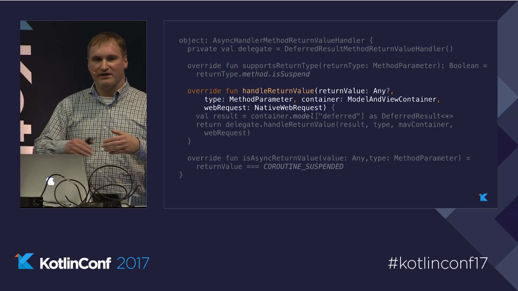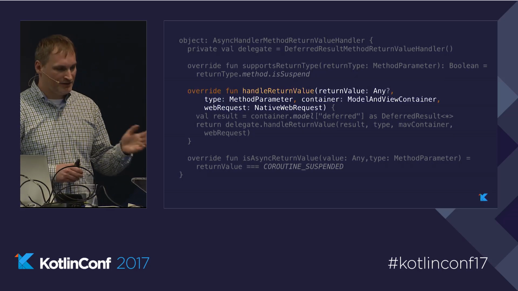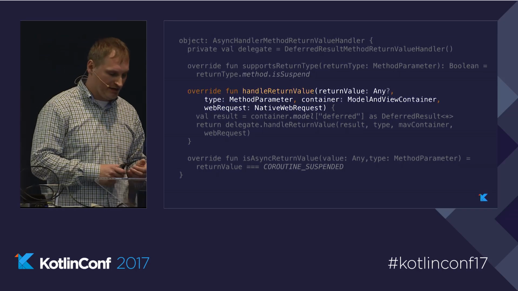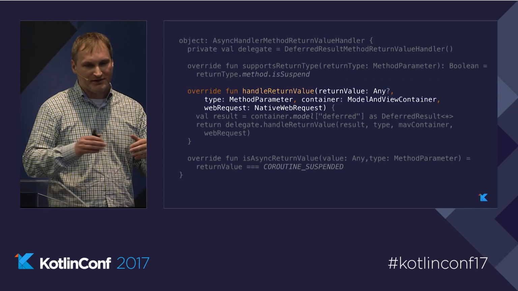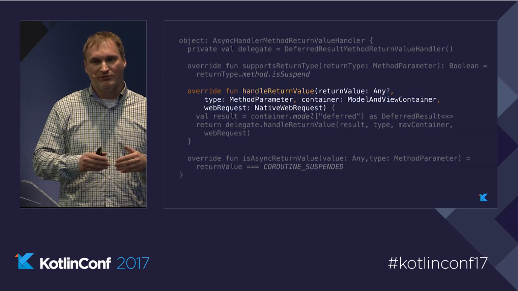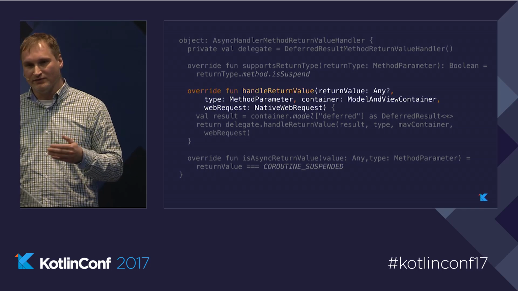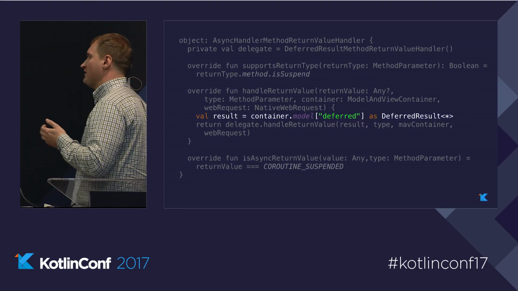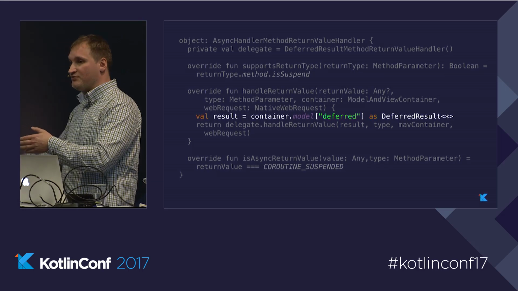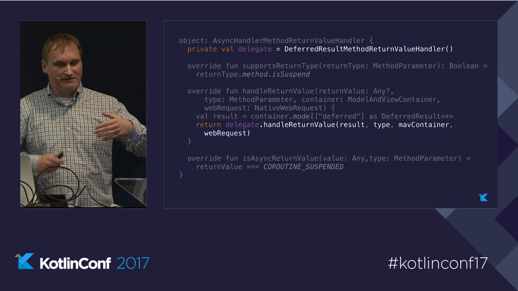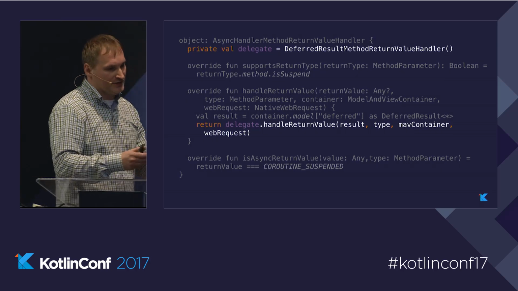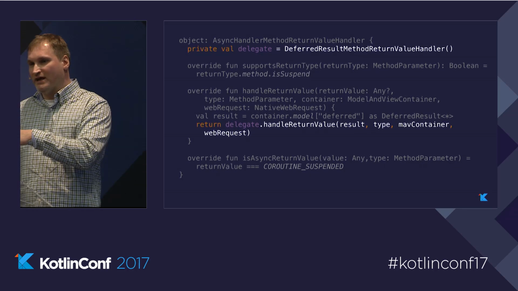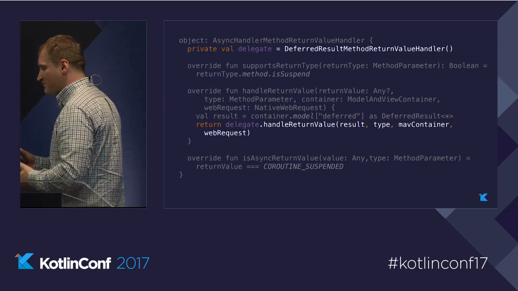And now Spring iterates over all of these handlers. When it finds one which is suitable, so if it finds our handler, it will call the handleReturnValue method. It will be called only in the case when the method actually suspends, because if it doesn't suspend, it will return a regular value, and the regular handlers will handle this value. So what we do here is take out the deferred result that we remembered in the previous handler, and delegate the handling of this deferred result to a deferred result handler, which is originally available in Spring.